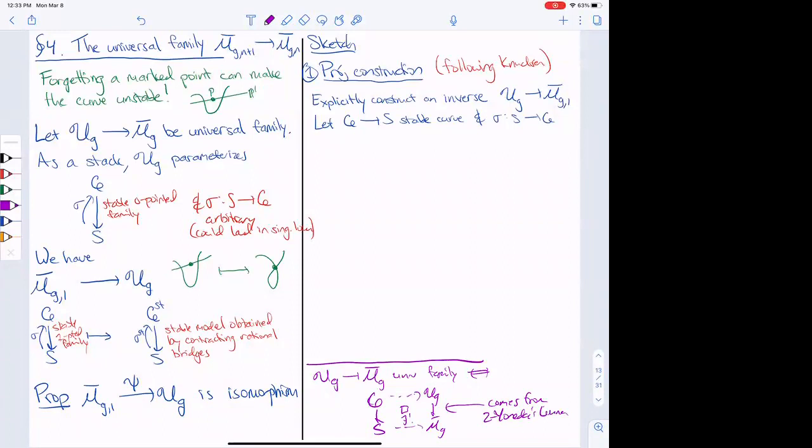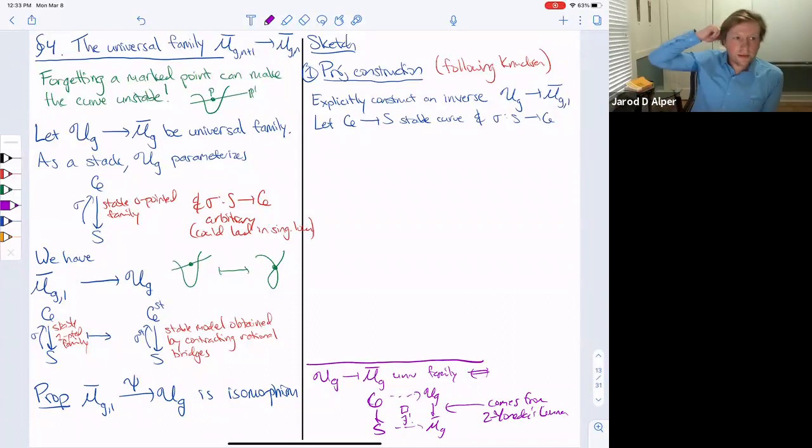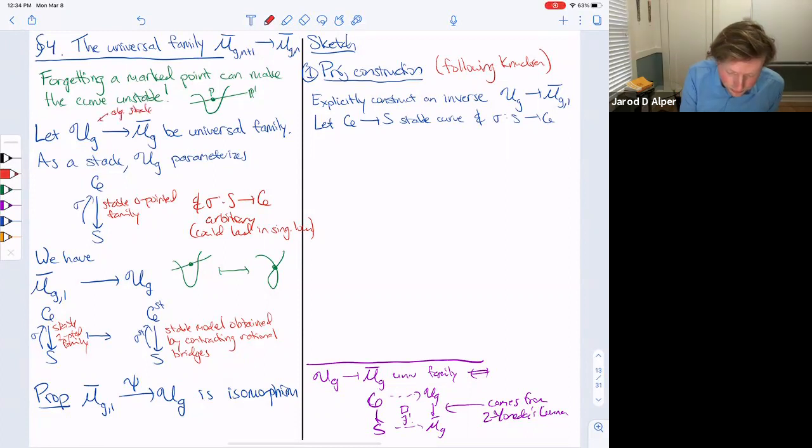So in particular, U_g is an algebraic stack and U_g to M_g bar is a smooth, no, not smooth, a nodal family of curves. Exactly. So I've spelled out what it is as a stack, but we know U_g is an algebraic stack, and this is then a proper, flat family of curves whose fibers are nodal.